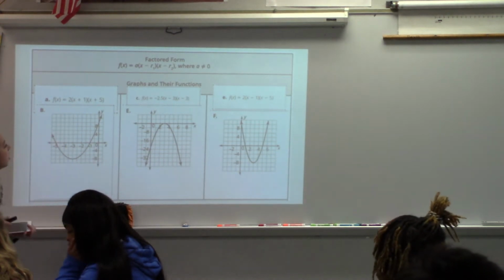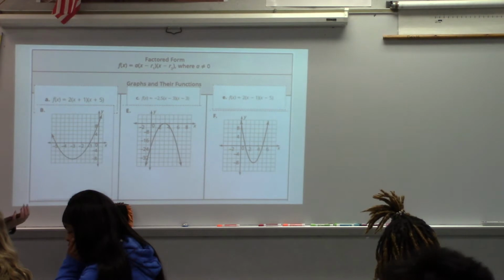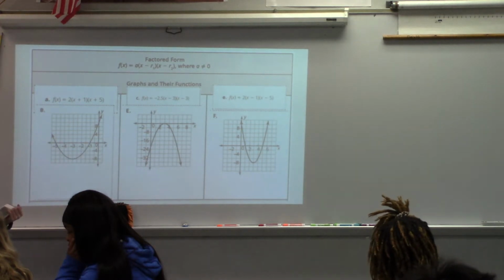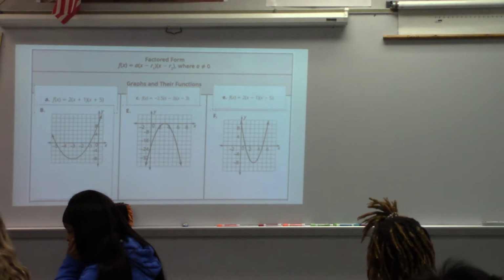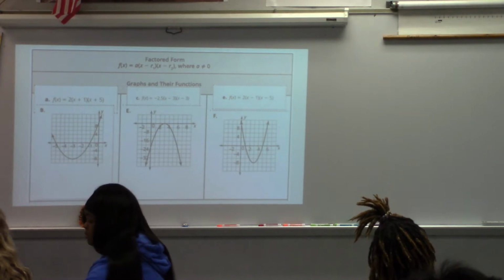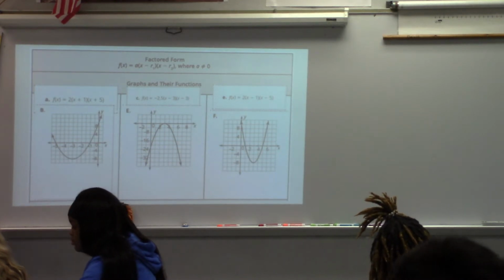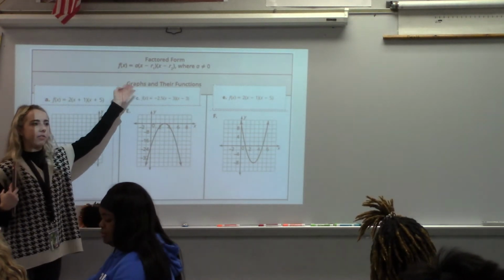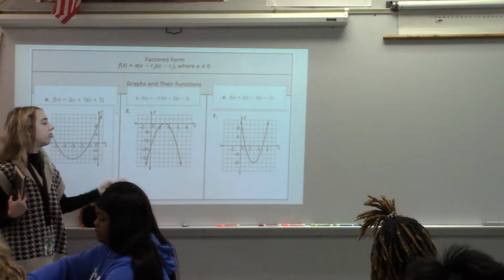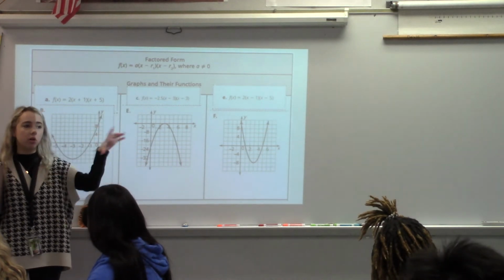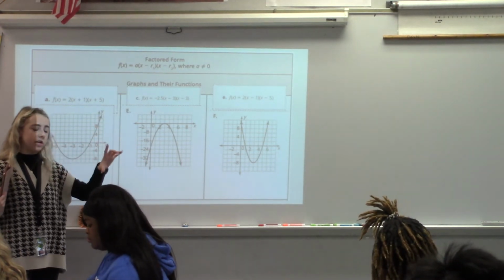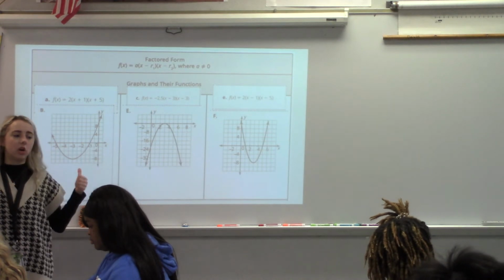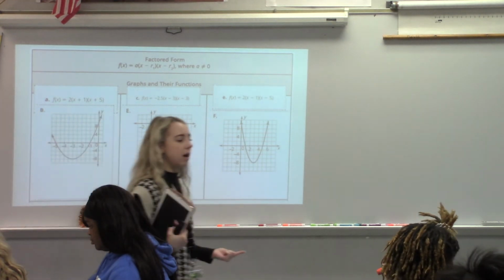Does anyone have any questions about anything for factored form? I had a little trouble with vertex though. Okay, we're getting there next. On this one, factored form, everything about it tells us what we need to know. But make sure you have written in the boxes the concavity and then what we talked about for the x-intercepts.